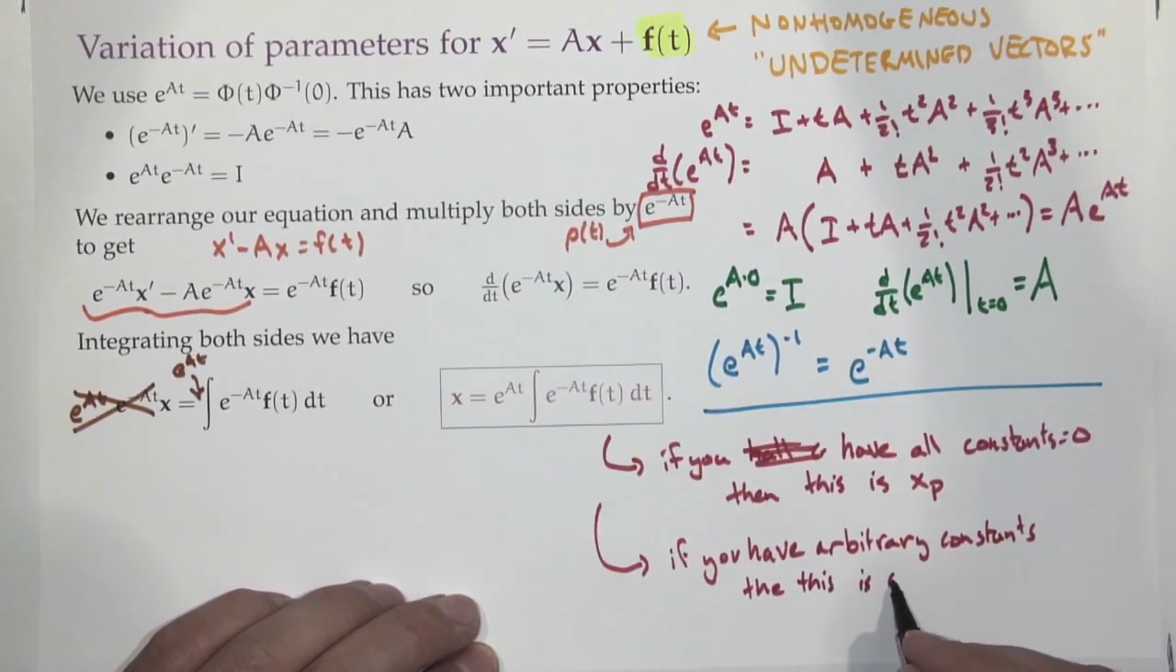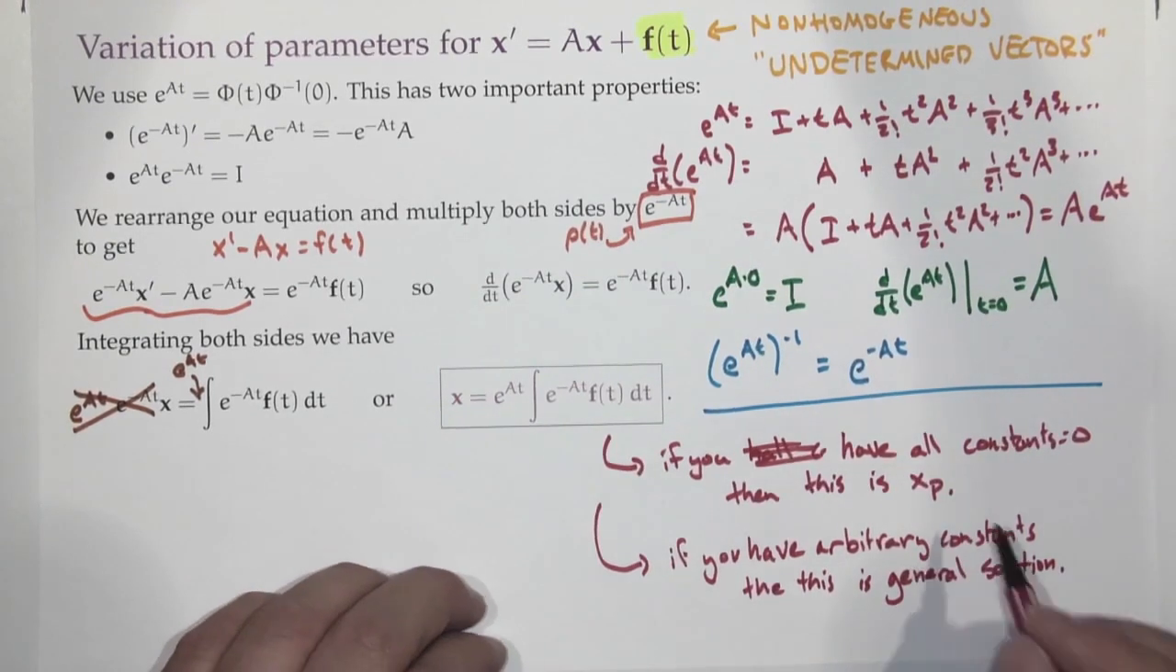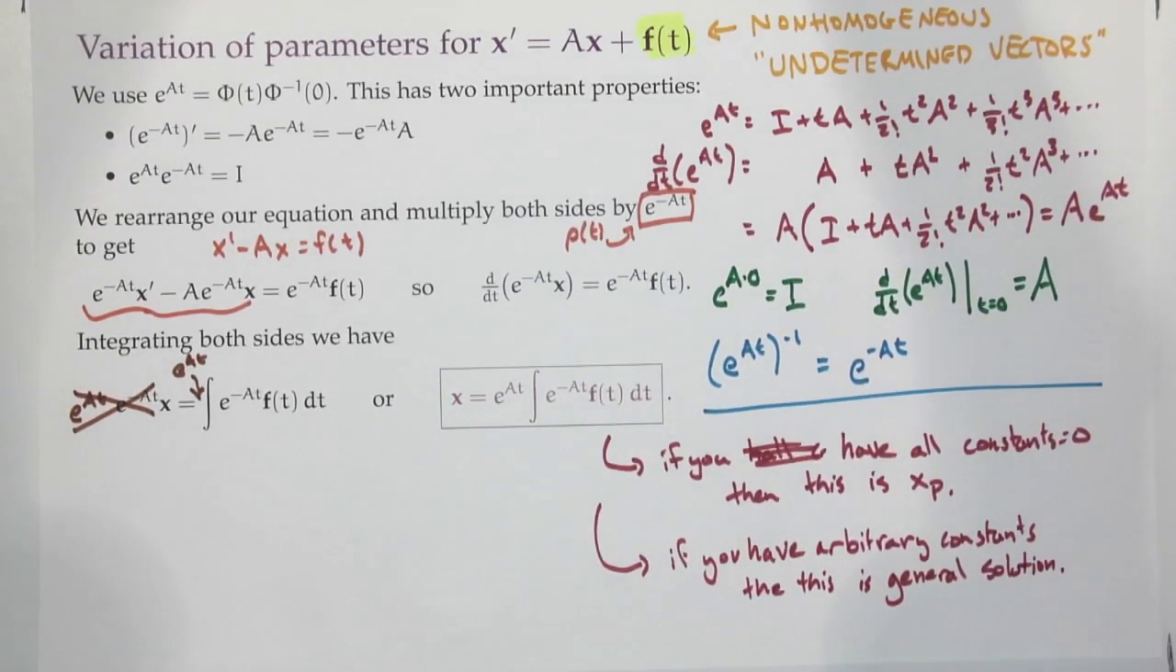Well, then what you have is the general solution. All solutions will show up. So it depends on what you're looking for. If you're looking for a particular solution, just say, I assume my constants are 0. If you're looking for the general solution, use arbitrary constants, and life is good.